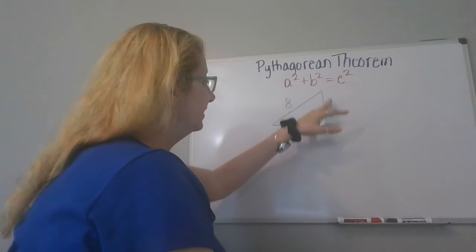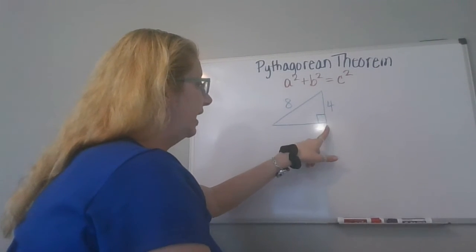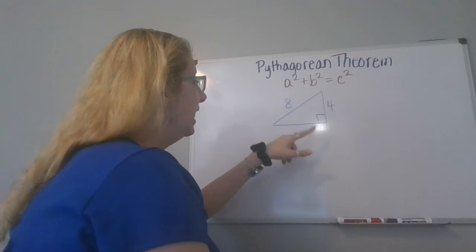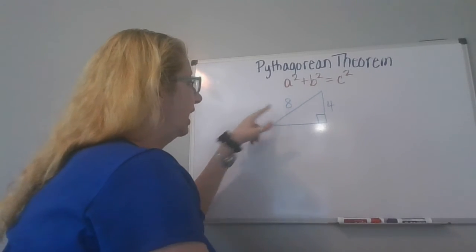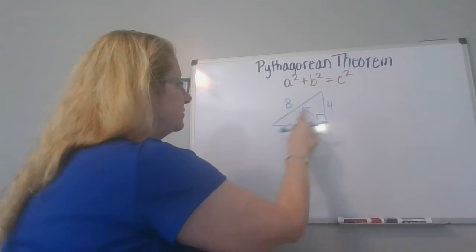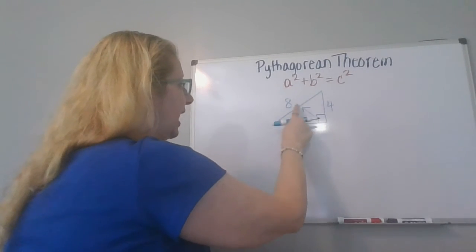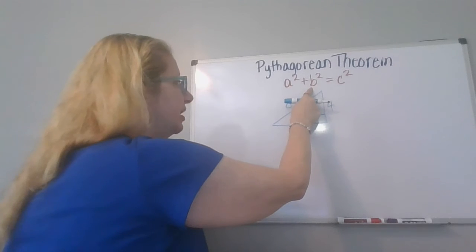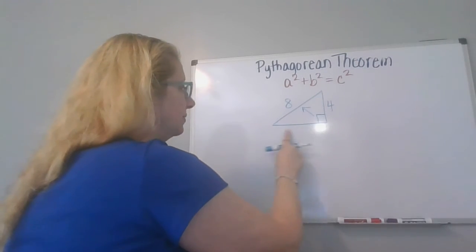So we have a leg. Remember, a leg touches the right angle. We have a hypotenuse. Remember, the hypotenuse is the side opposite the right angle. So in this case, we're given A and we're given C, but we do not know what B is. This leg is what we're missing.